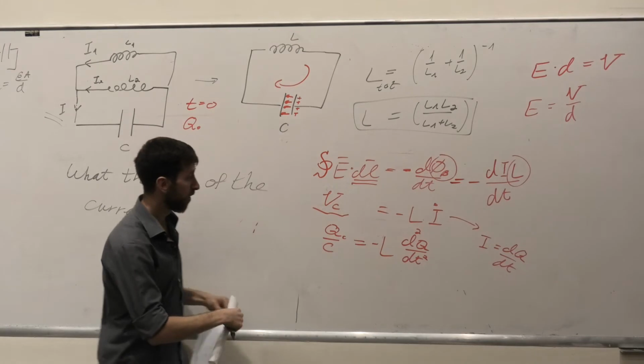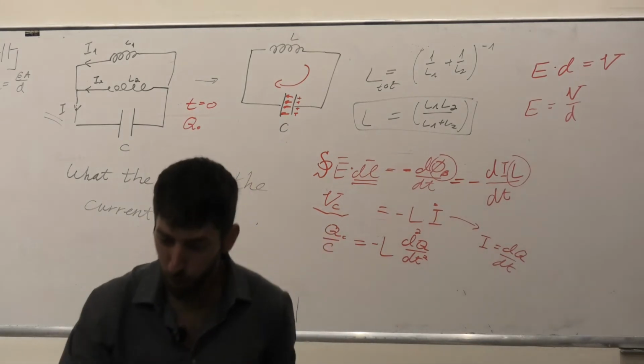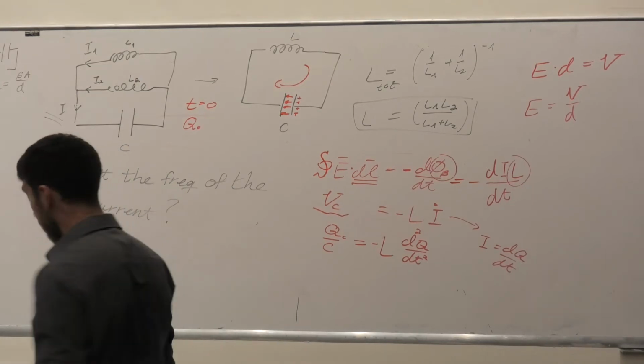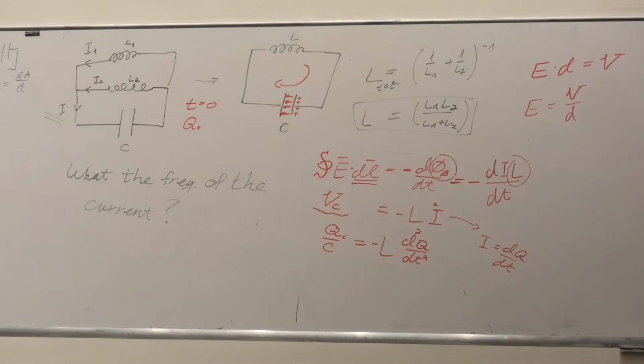Good. So let me write it differently, and I want you to be really careful and notice something really special. I'm going to write it that way: Q double dot, be careful, look at that. Look what we have here: plus 1 over CL, Q equals 0. What is this?